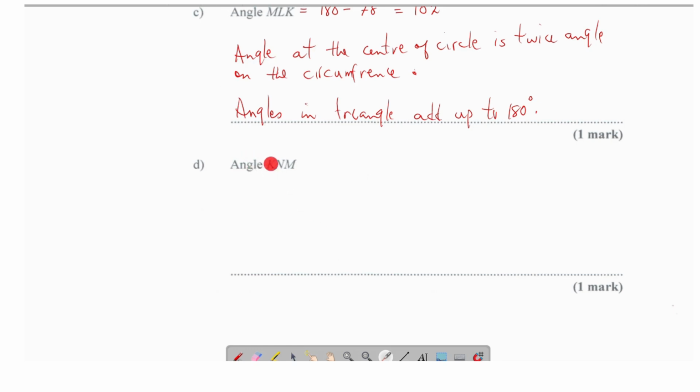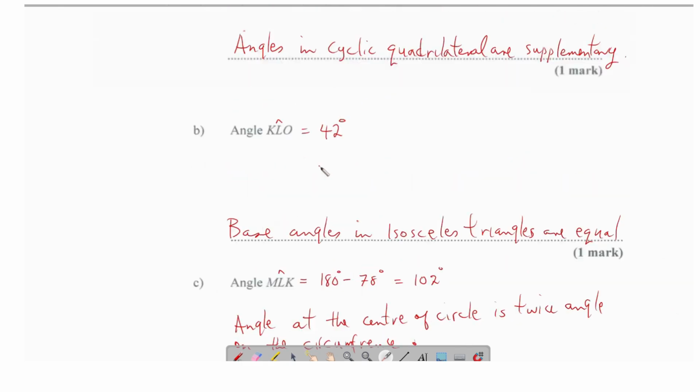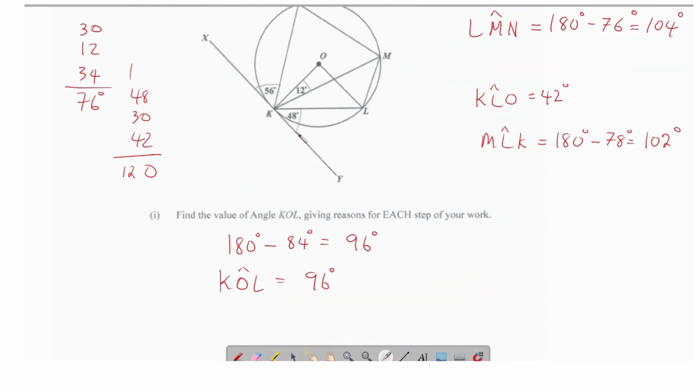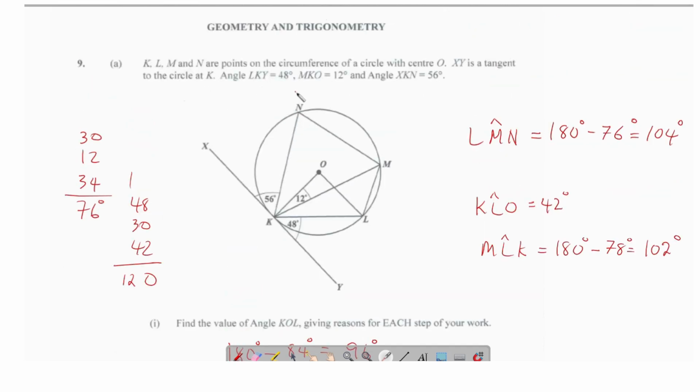Okay, so we now come to part D of the question. We want angle KAM. So let's look at the diagram and see what we get for that. Angle KAM. So we want this angle here. So let's annotate the diagram for that. So we want this angle. Again, we have a cyclic quadrilateral, and we know that opposite angles are supplementary, and we found this angle already. Angle MLK was 102 degrees, so this angle is 102 degrees.